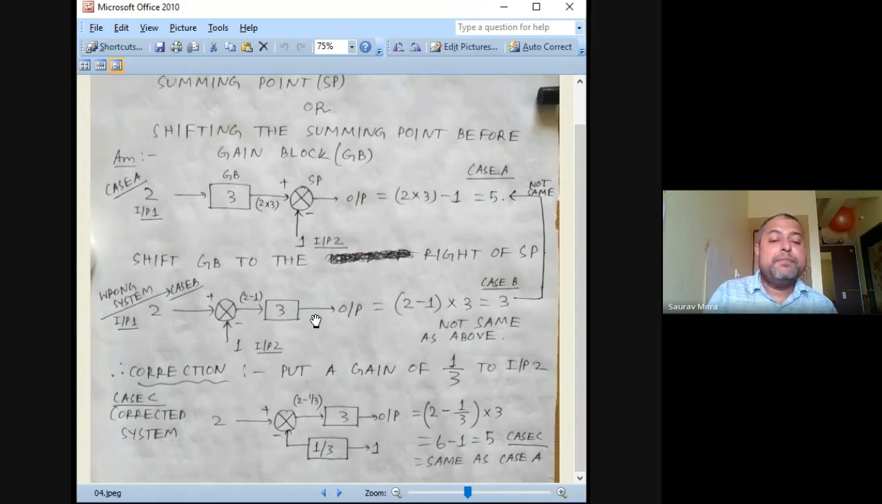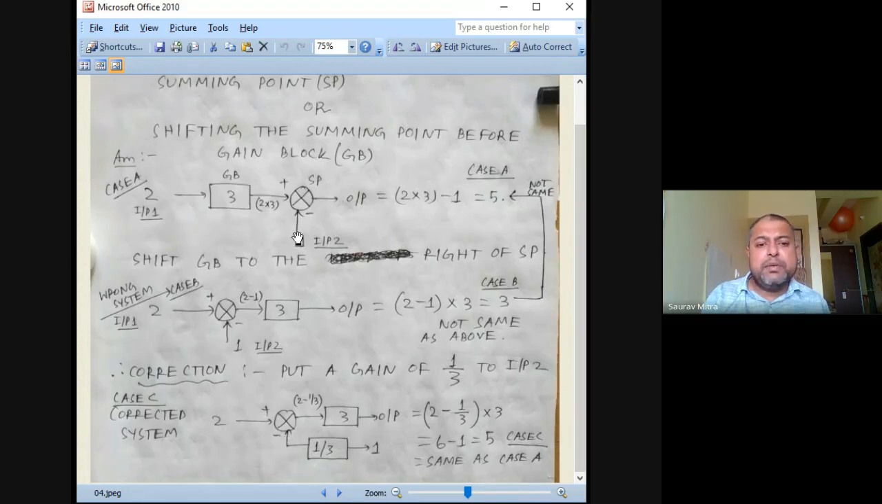That is, if we are shifting the summing point before the gain block, or if we are shifting the gain block after the summing point, both are the same thing. In that case, we are supposed to put an attenuation of the same gain, or a gain of 1 by 3 in the second input. So the first input will be unchanged, the second input we have to control. So in that case, this 1 by 3 block extra we have to put in the second system, that is case C.